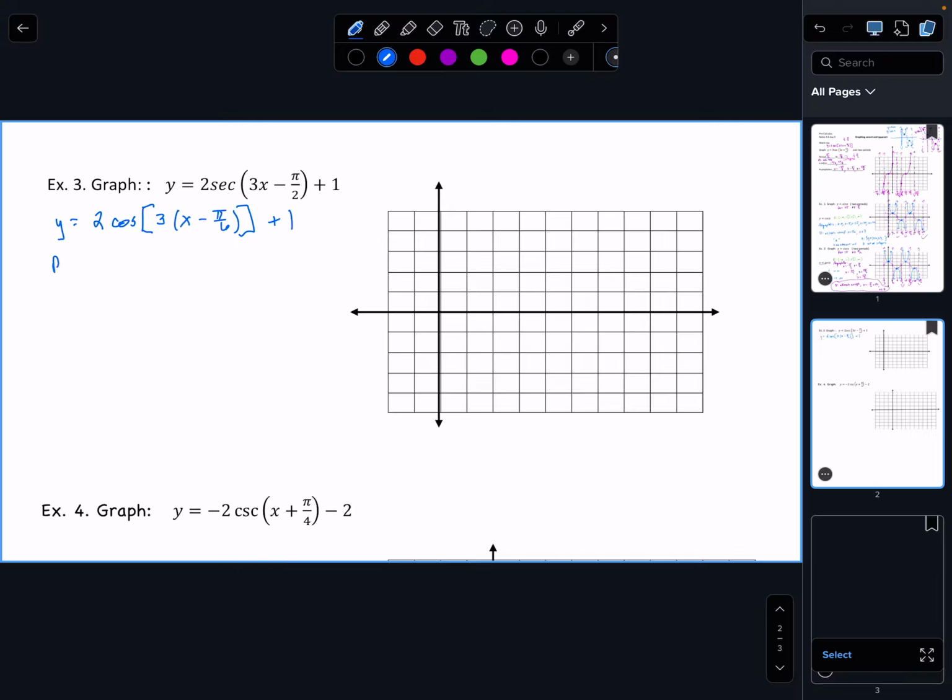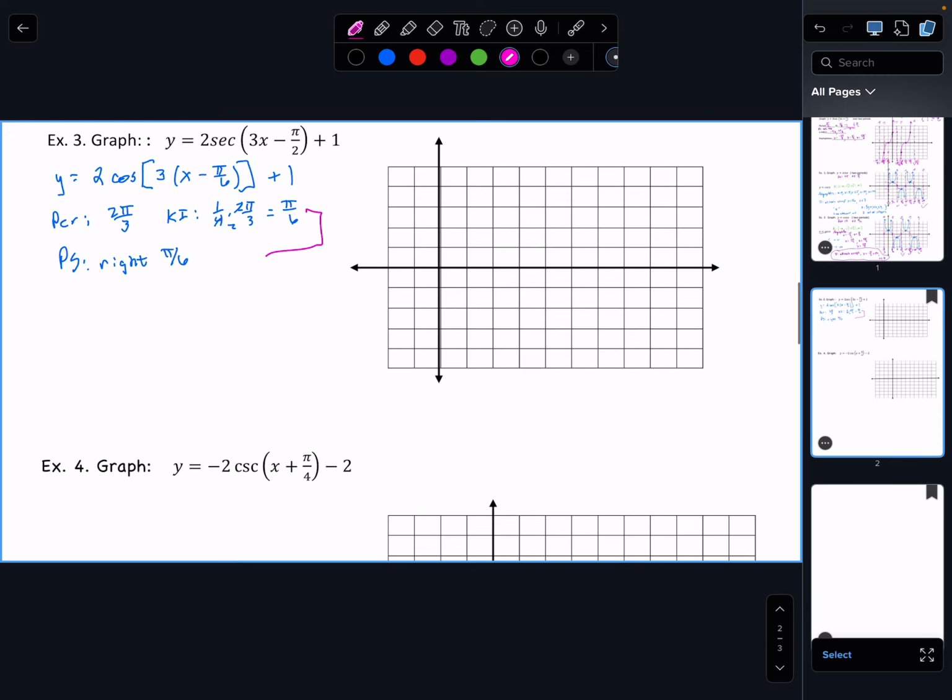So for cosine, the period is 2 pi divided by b, which is 3. And the key increment is 1/4 of that, 1/4 of 2 pi thirds. 2 can go into 4 2 times, and you get pi 6. And the phase shift is right pi 6, which is nice because these two agree. And so we can grid it out by pi 6.